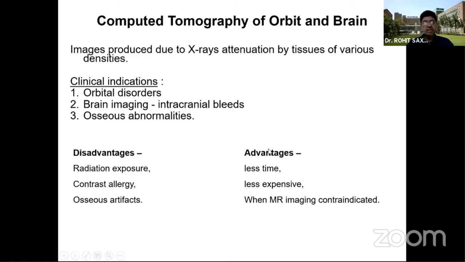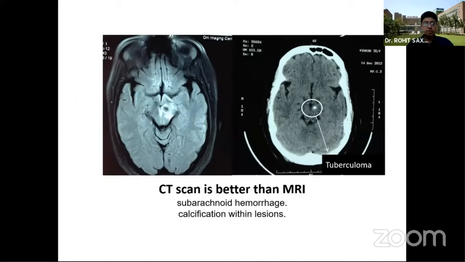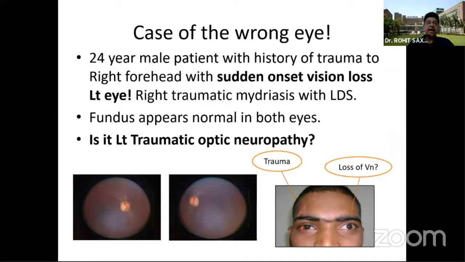Of course, it's a very quick screening time, very low cost, and can be done where MRI imaging is contraindicated. So a CT would be better than an MRI in conditions where, like in this case, you have a subarachnoid bleed or a calcification within the lesion. If you're looking for calcification, CT would be your investigation of choice and not an MR, where you may just see a diffuse idea but not be as accurate.